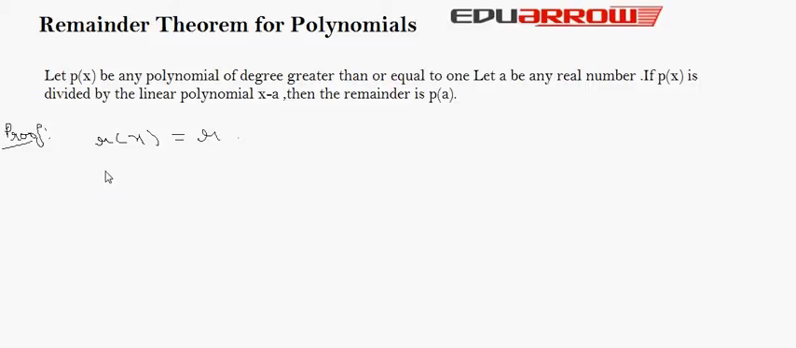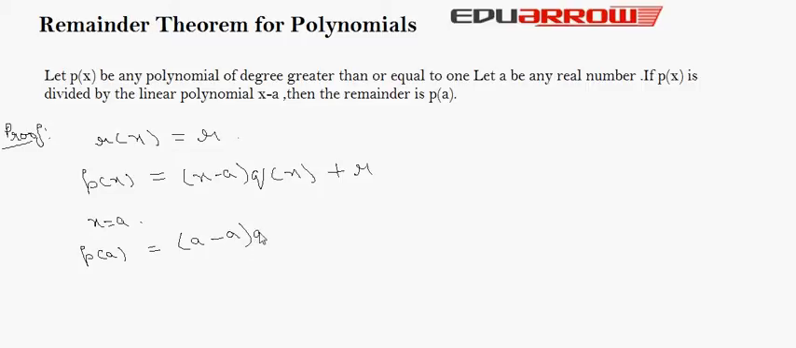So we can write here P(x), that is the dividend, equal to the divisor, that is x minus a, into the quotient, that is q(x), plus the remainder, that is our r. Now, if x is equal to a, this equation gives P(a) is equal to (a minus a) into q(a) plus r is equal to r, which proves the theorem. Let us see this theorem by taking some examples.